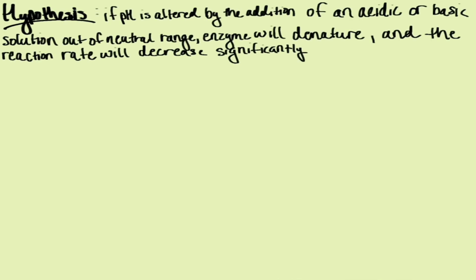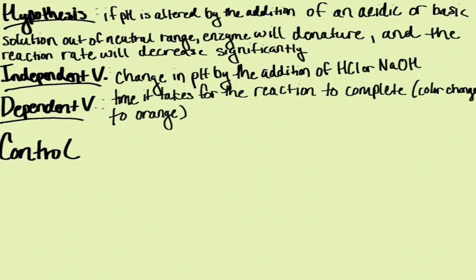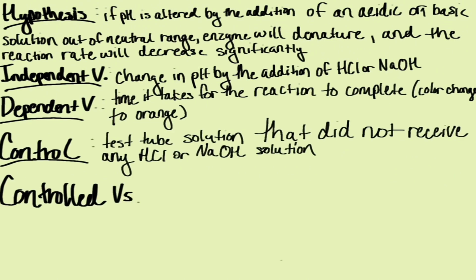Our hypothesis was that if the pH is altered by the addition of an acidic or basic solution out of the neutral range, the enzyme will denature and the reaction rate will decrease significantly. Our independent variable is the change in pH by the addition of HCl or NaOH. The dependent variable is the time it takes for the reaction to go to completion. Our control group was the test tube that did not receive any acid or base solution.